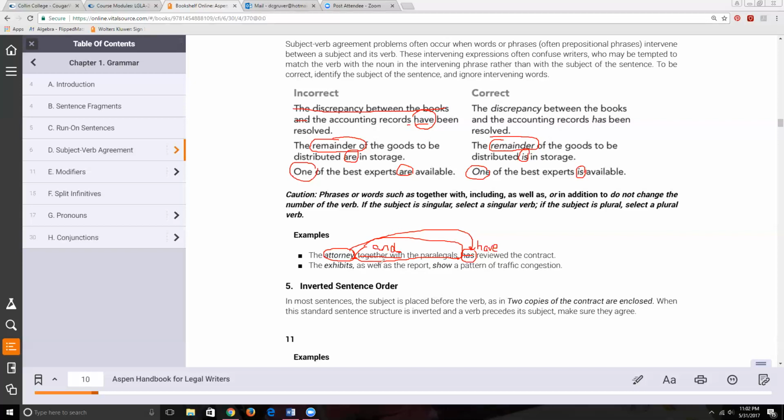The exhibits, as well as the report, show a pattern of traffic congestion. The exhibits show. Now this one, even if we said the exhibits and the report, we'd still have to say show. Even though report is singular in an and situation, a plural and a singular obviously are still a plural. Okay, so that is our, let me go ahead and clear this.